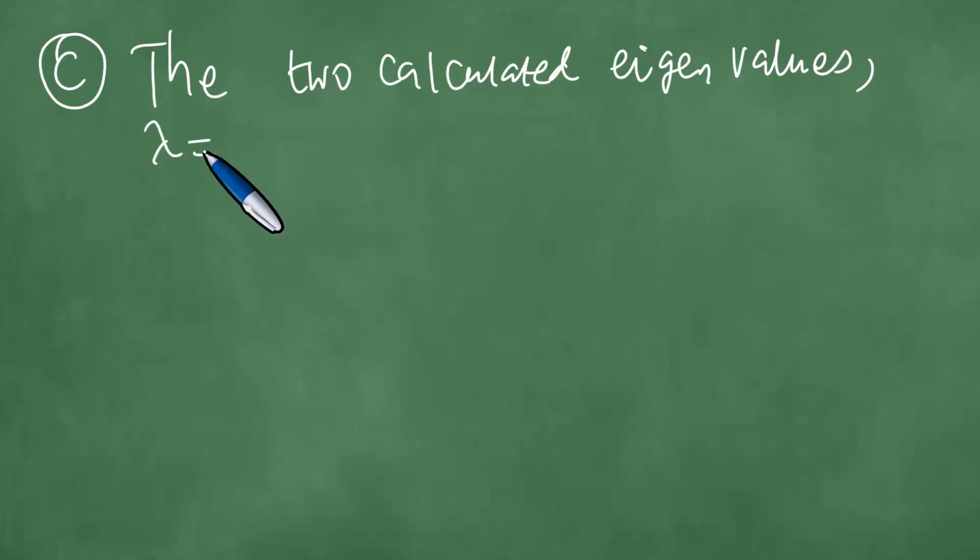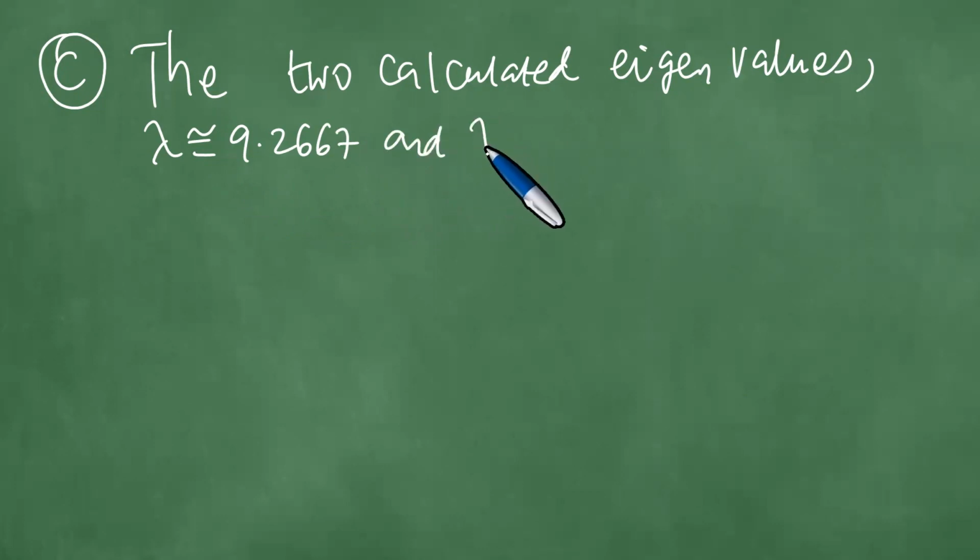Lambda 1 equals approximately 9.2667, and lambda 2 approximately 2.4 double-o triple zero.